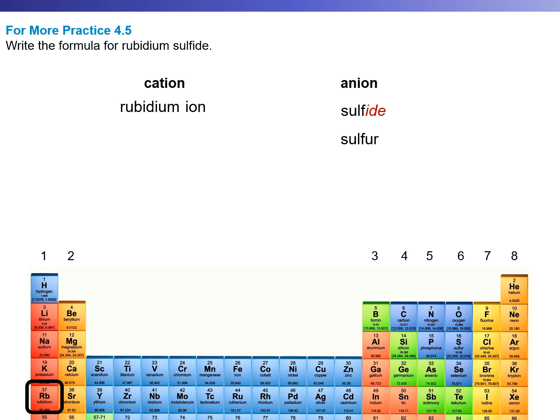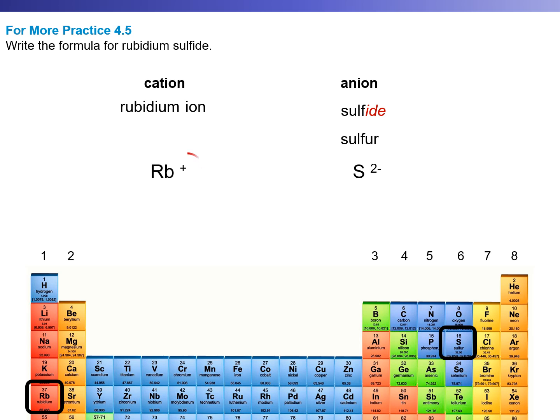So the formula for the rubidium ion is going to be Rb with a plus in the superscript. And for sulfide, we're going to come to sulfur. Sulfur's right here. It's a 6th column element, and we know that elements in the 6th column are going to gain 2 electrons in order to form their ions to get that octet. And so sulfide is going to be written with an S and a 2 negative. All right, so we've identified our ions, and now we have to write the formula.